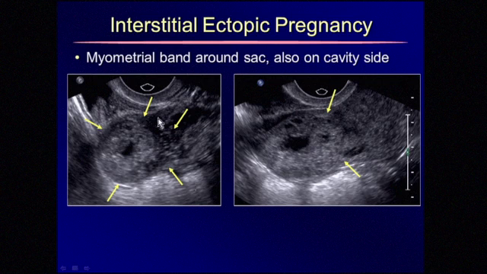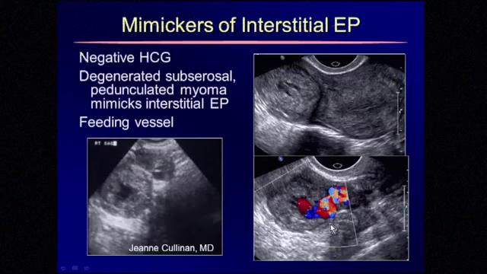We often talk about the thin myometrial band around the interstitial pregnancy, but I would suggest to you that it is more important to look for the myometrial band on the side towards the uterus and document that. That'll really help you make a decision.